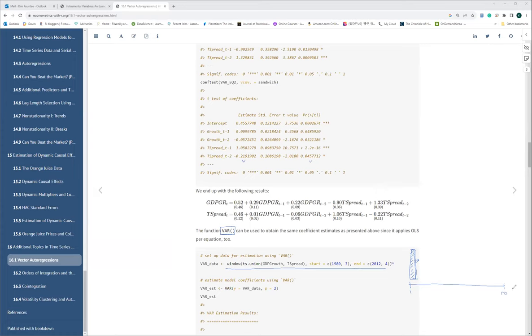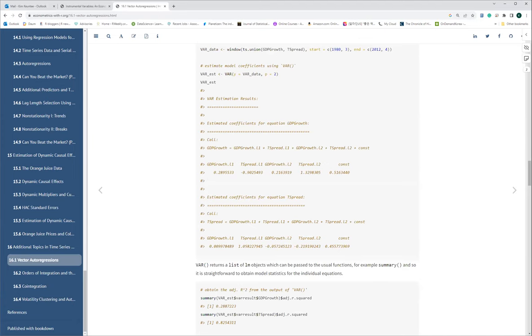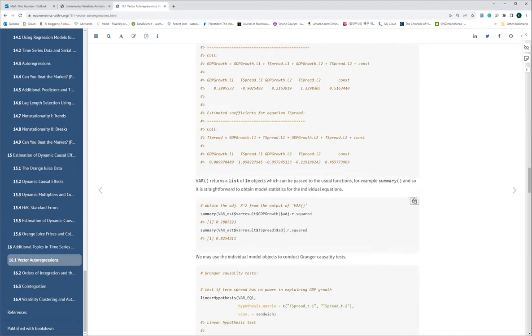So we actually defined these windows. When these windows move slowly, every time we move, like every 3 months, we calculate all the interest rates within that bandwidth like this. Okay. And then when we get to this VAR analysis, we can directly get the result like this. We can also test the adjusted R square, how well this model can explain the variation of each variable, like the T spread and GDP growth.